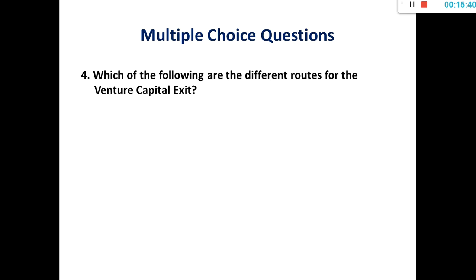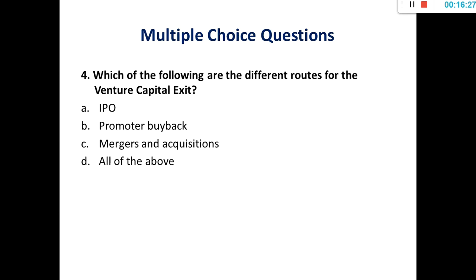The fourth question: which of the following are the different routes for the venture capital exit? That is the IPO, the initial public offering, the conversion of a private company into a public company. Next, promoter buyback, where the shares of the venture capitalist are bought by the promoter, that is the entrepreneur. Mergers and acquisitions: in a merger, some other companies come together and form a new company; in an acquisition, some other company comes and acquires, and the name will be of the buyer company. The last option is all of the above. All three options are suitable to exit the venture, so the right answer is all of the above.